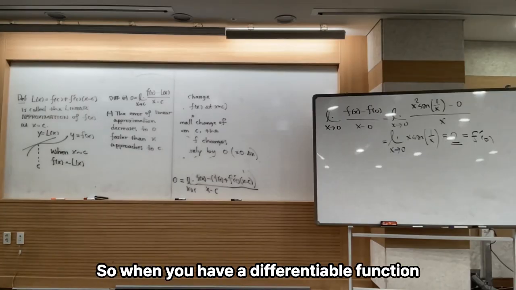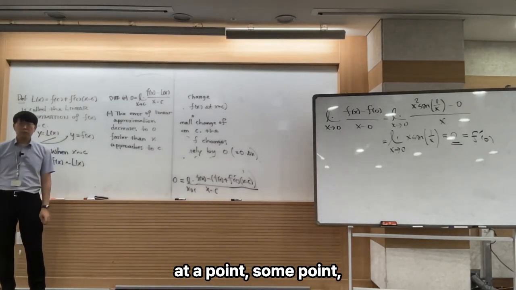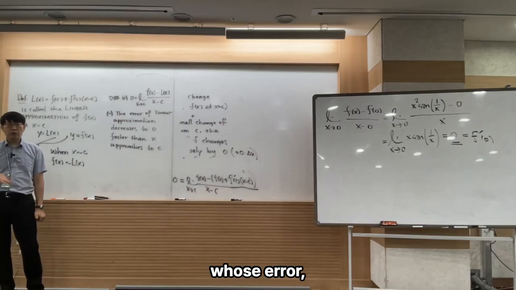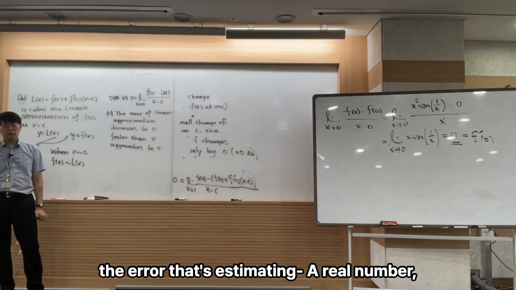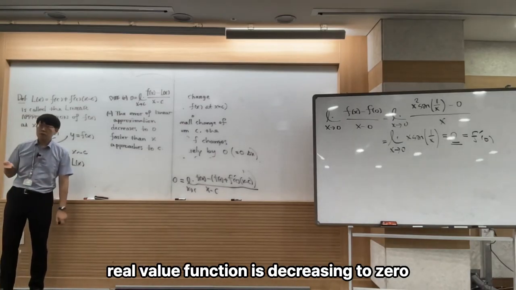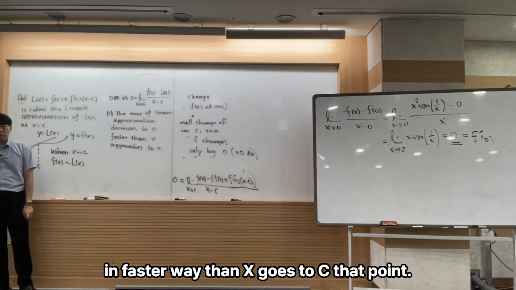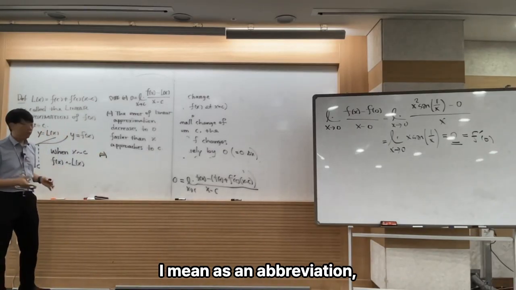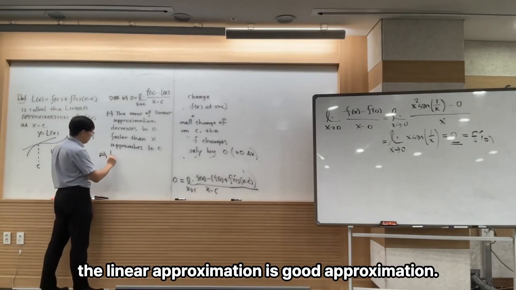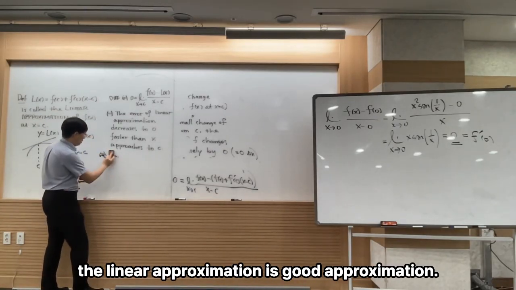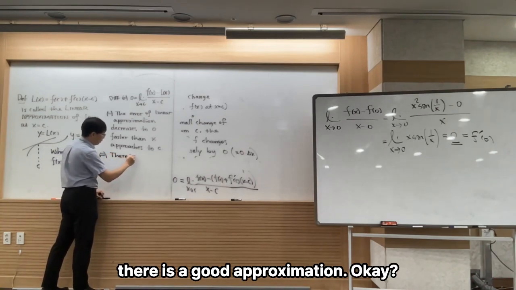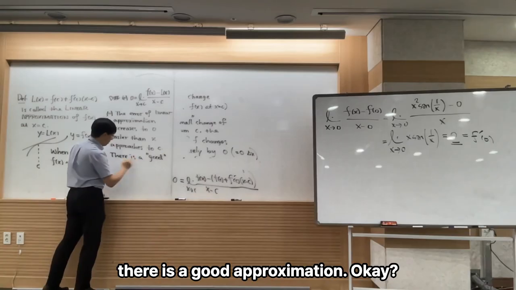When you have a differentiable function at some point, it means that you can take a linear approximation whose error, the error in estimating the real value of the function, is decreasing to 0 faster than x goes to c, that point. So in other words, as an abbreviation, we say the linear approximation is a good approximation.